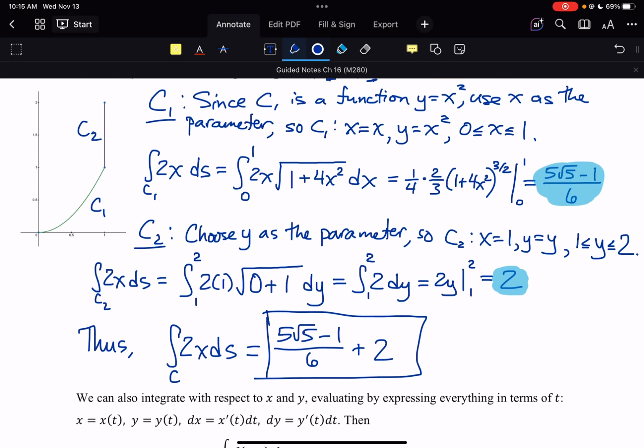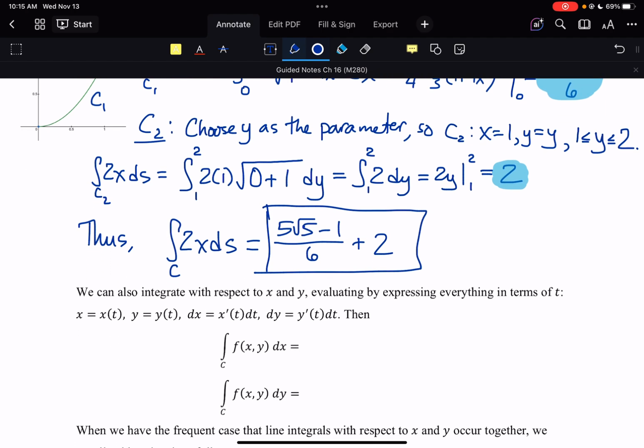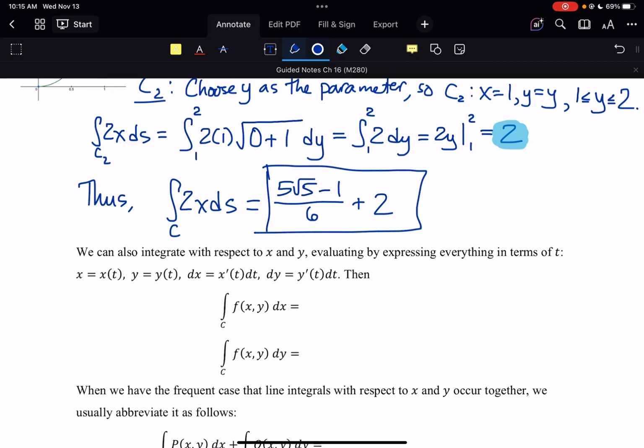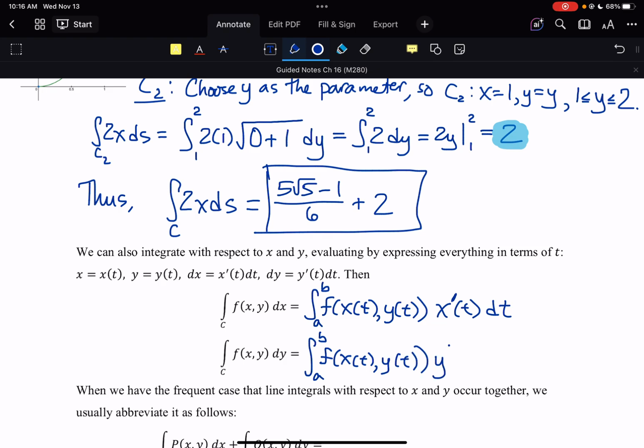Okay. Now we can also integrate with respect to x and y. It doesn't just have to be ds, with respect to arc length, like we've seen. So we can also integrate with respect to x and y by expressing everything in terms of t. dx would be x prime of t dt, and dy would be y prime of t dt. Then the line integral over C with respect to x is the integral from a to b of f of x of t, y of t, times x prime of t dt. And the same idea with respect to y: f of x of t, y of t, times y prime of t dt.